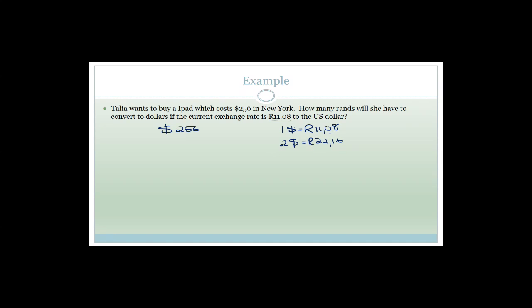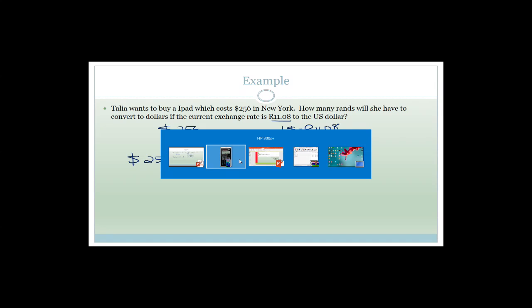Okay, but do you see what I'm doing? I'm multiplying. $3 is going to be what? It's going to be 8 threes are 24, and that's 33.24. So do you see that I'm multiplying the number of dollars by the exchange rate of 11 rand 8 cents? So to find out how much she's going to pay for this iPad, she's going to take 256 dollars and multiply by 11.08, and that is the number of rand she's going to need to pay out.